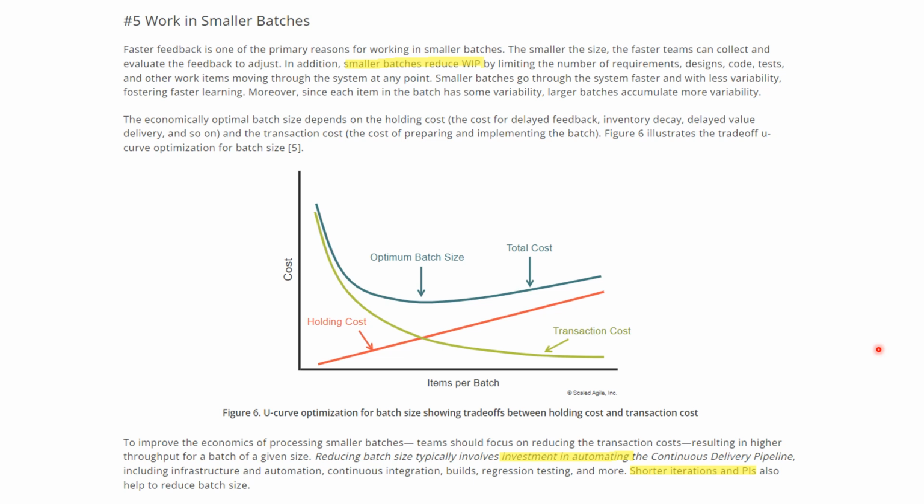Reducing batch size typically involves investment in automating the continuous delivery pipeline, including the infrastructure and automation, continuous integration, builds, regression testing, and more. Shorter iterations and PIs also help to reduce the batch size. So that is the reason I always recommend, in Scrum, you can go for 2 weeks or 4 weeks, but we always recommend 2 weeks to reduce the batch size.